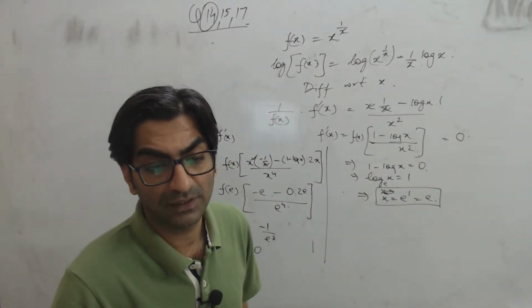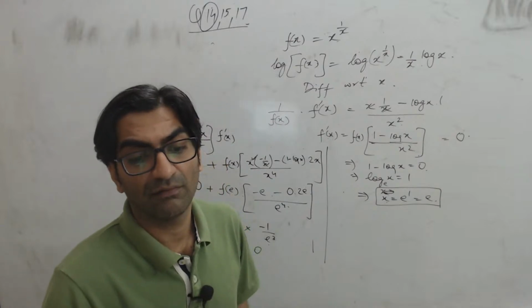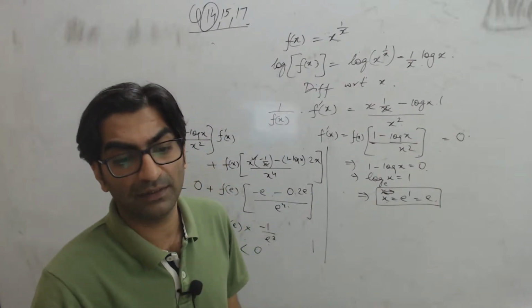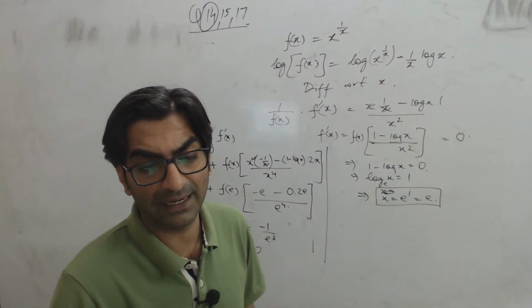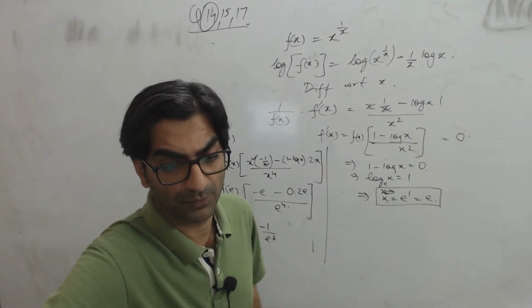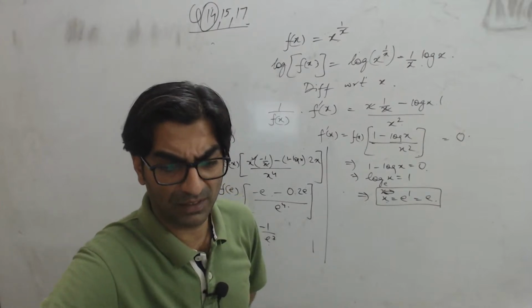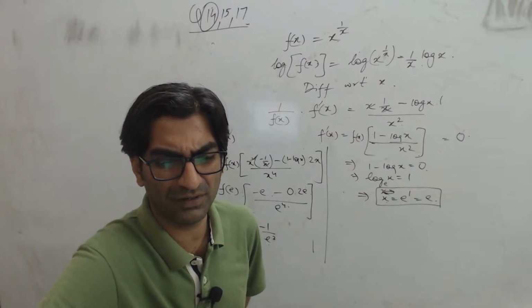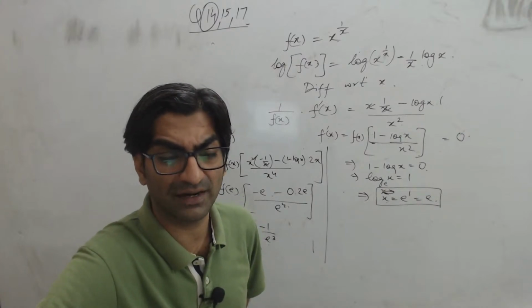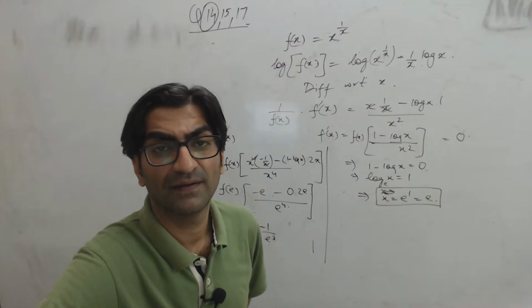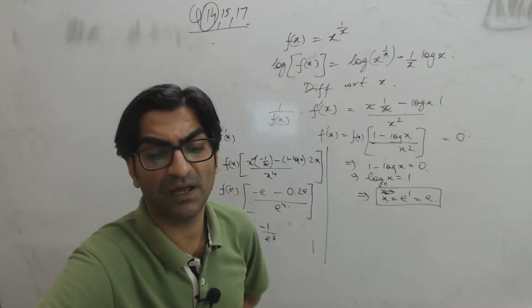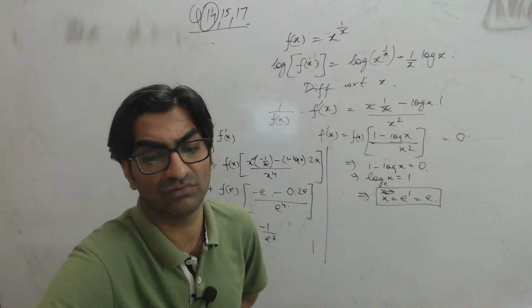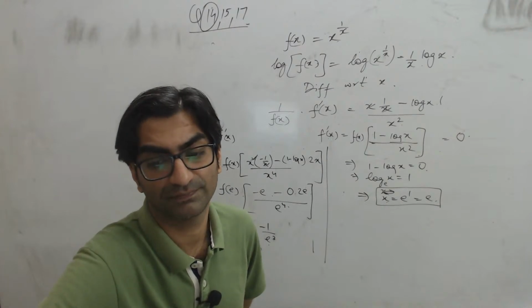For example, option A, 1 by e to the power e will be at x equal to 1 by e, okay? Option B is at x equal to e. But how about option C and option D? They won't ever get generated, right? X power 1 by x equal to e happens at what value? I'm not sure. No, you can't do that.